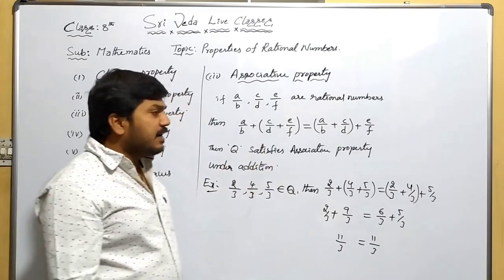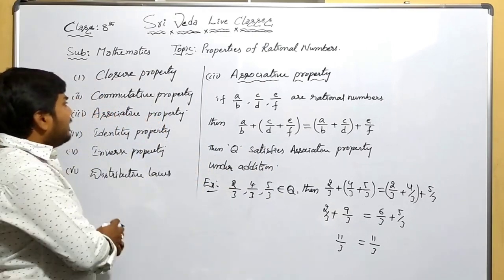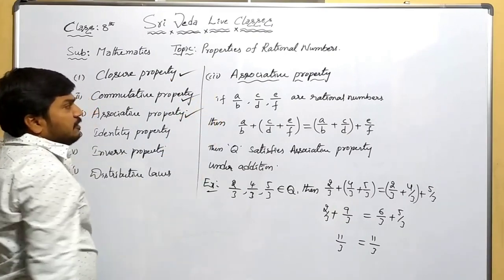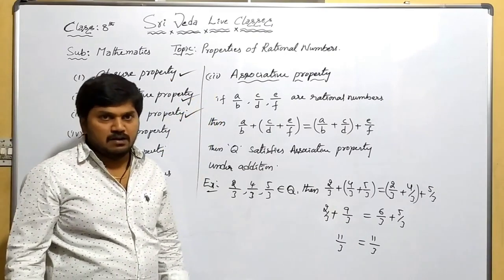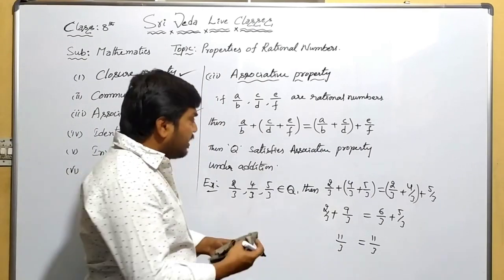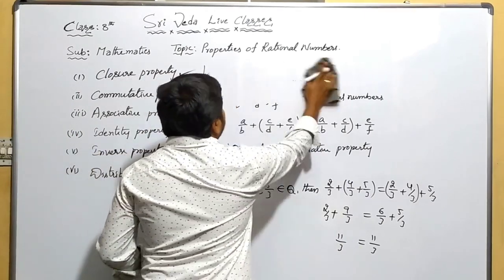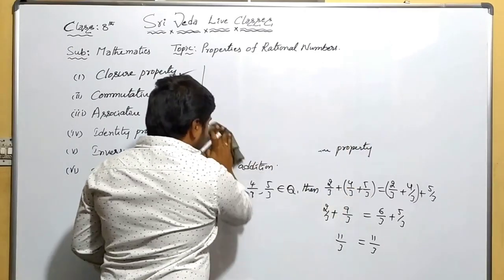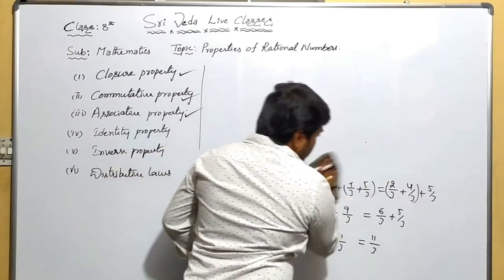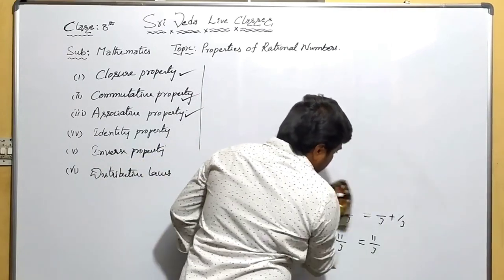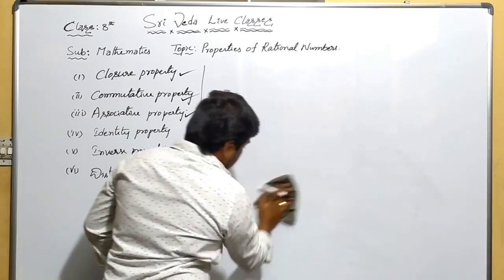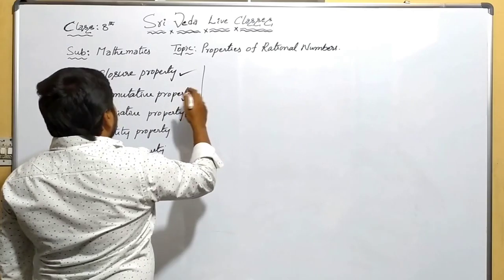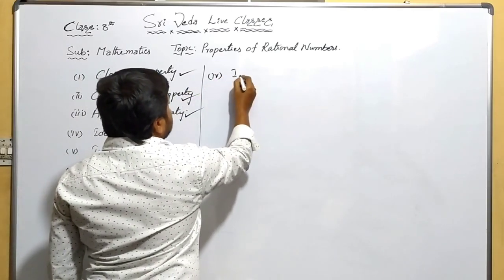Okay. So far we discussed it satisfies closure property, commutative property, associative property under addition. Next one is the most important one, identity. What is meant by identity? Existence of identity. Yes. Next one, fourth one, is identity.